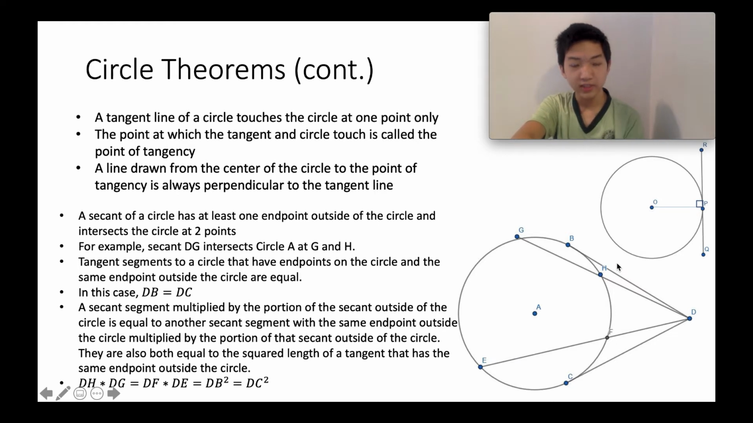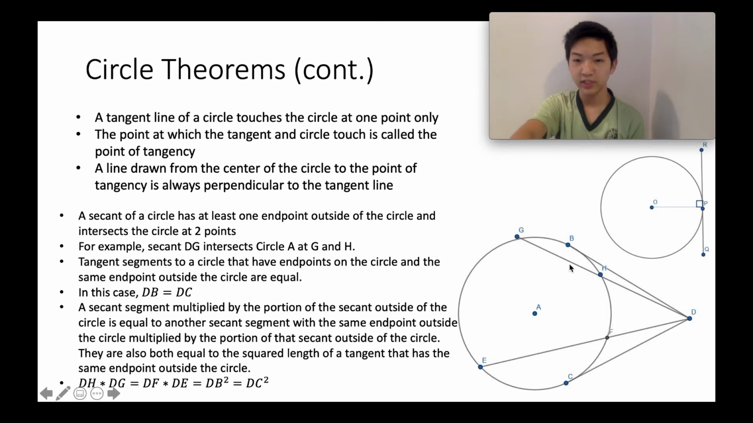A secant segment multiplied by the portion of the secant outside of the circle is equal to another secant segment with the same endpoint outside the circle multiplied by the portion of that secant segment outside the circle. Well, if you don't get what that means, basically, let's say we have segment DG, the part of it outside the circle would be DH, and the secant itself would be DG.